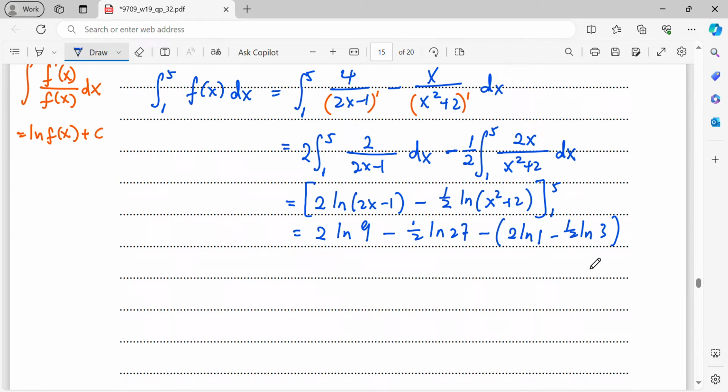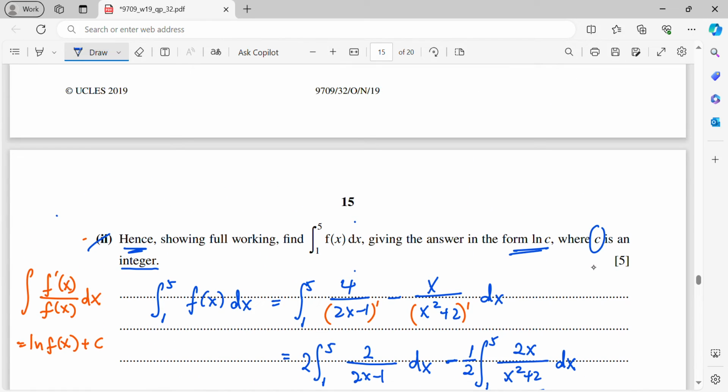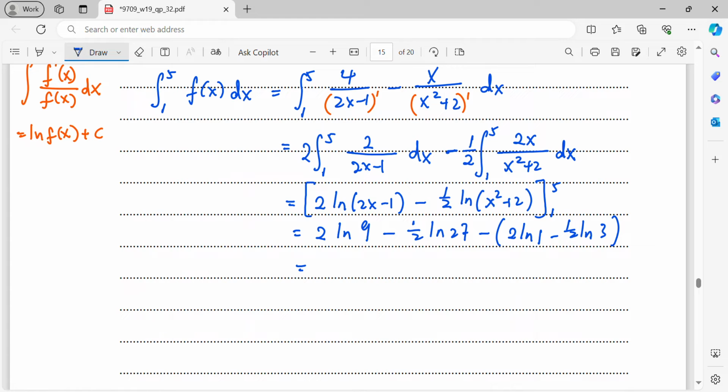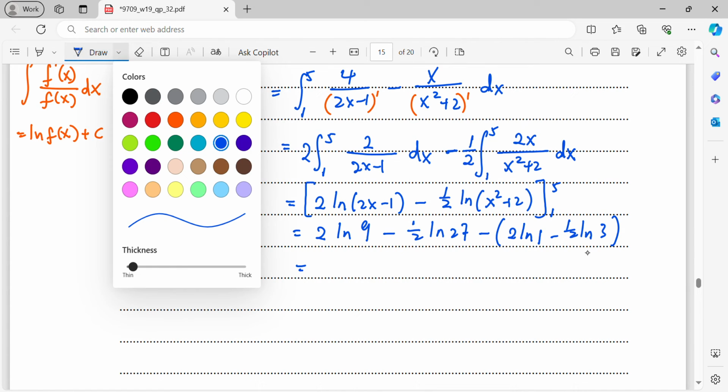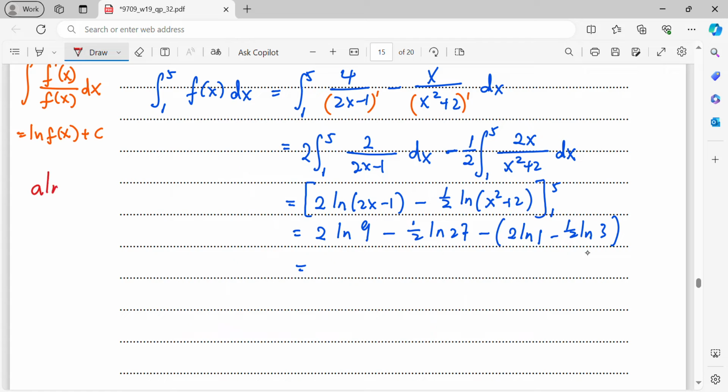Then from here, because the question says ln c, c is an integer. Okay, so from here, I will simplify the 2 ln 9 first. So a ln b is ln b to the power of a, because later on when we need to combine with other ln, we need to make sure the coefficient for ln must be positive 1. That's why I move up the 2. So ln 9 squared. This half I move up, minus ln 27 to the power of half.